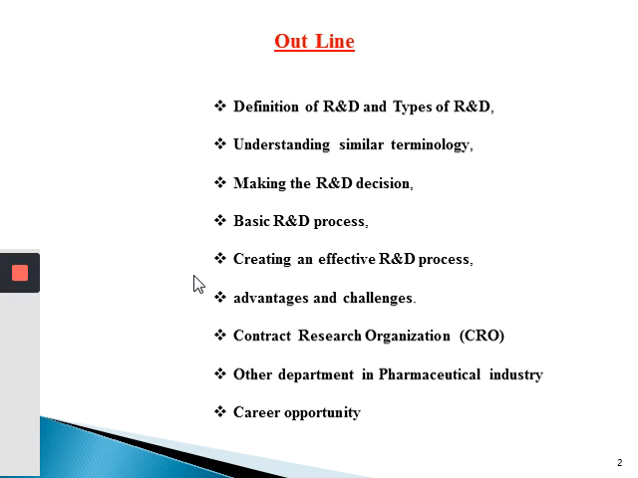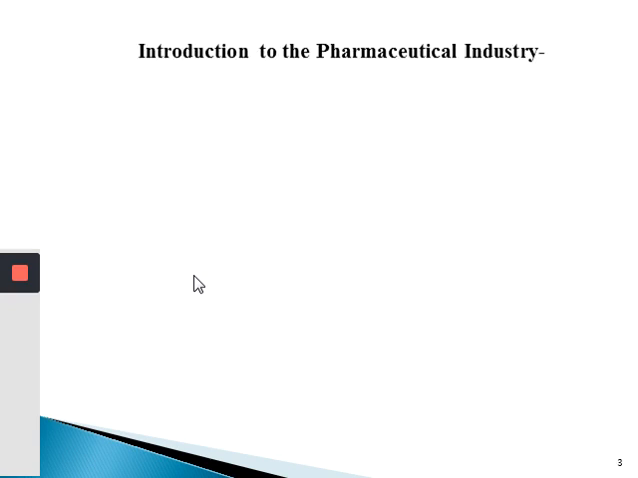Which points we are going to discuss here. The outline of this presentation is definition of R&D, types of R&D, understanding similar terminology, making the R&D decision, basic R&D process, creating an effective R&D process, advantages and challenges, then contract research organization, other departments in the pharmaceutical industry, and the last point is career opportunity. So these points we are going to discuss here.